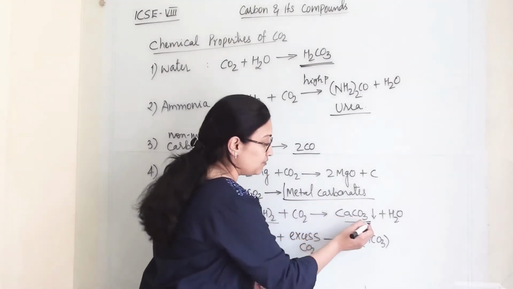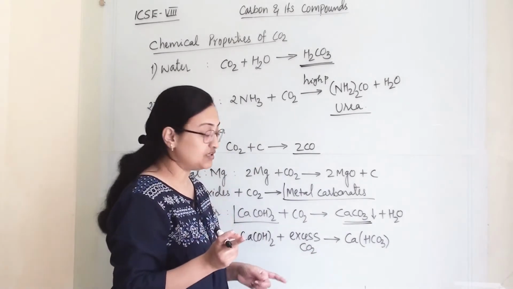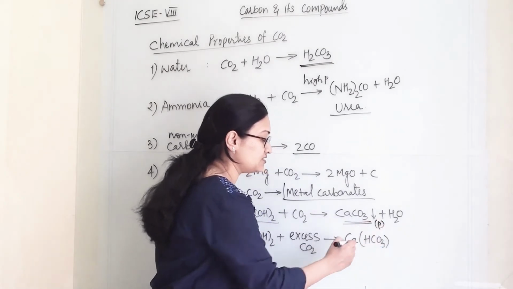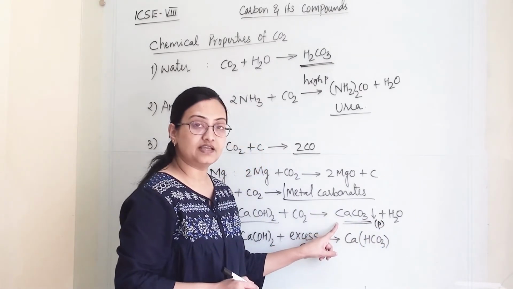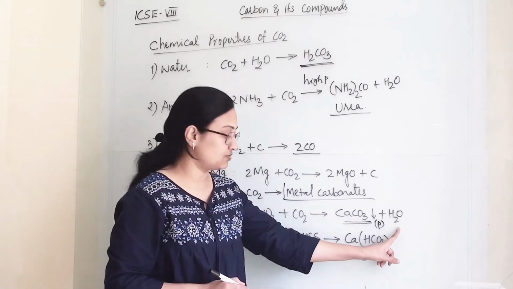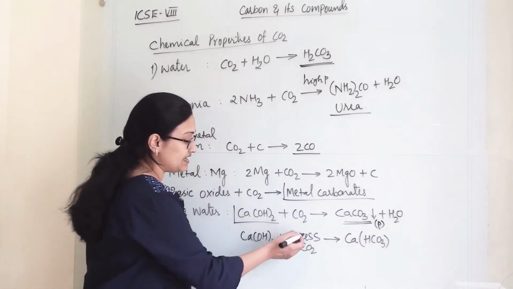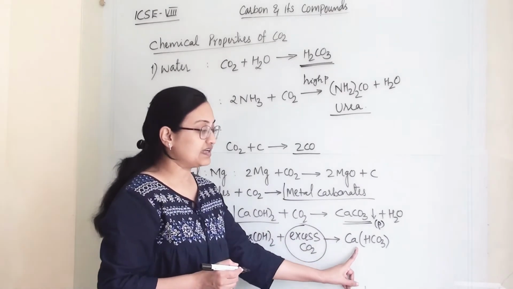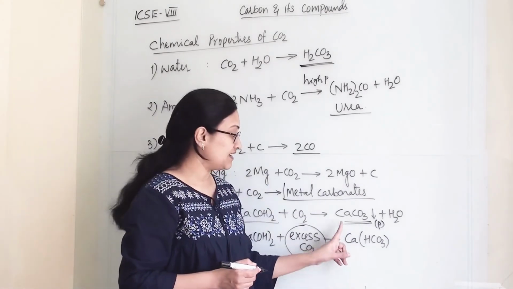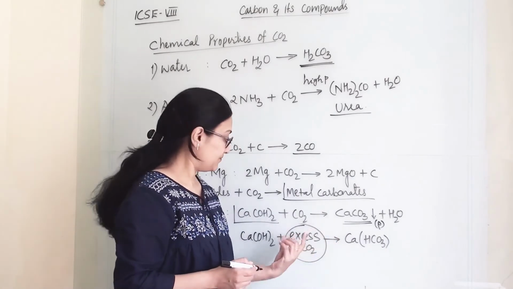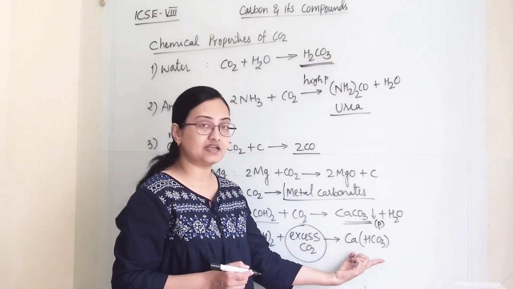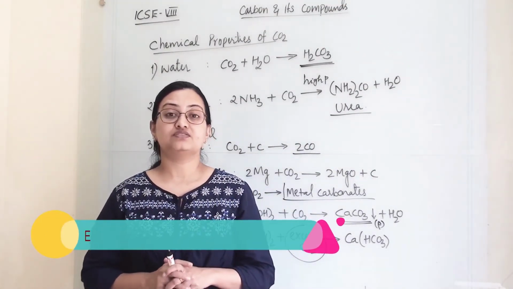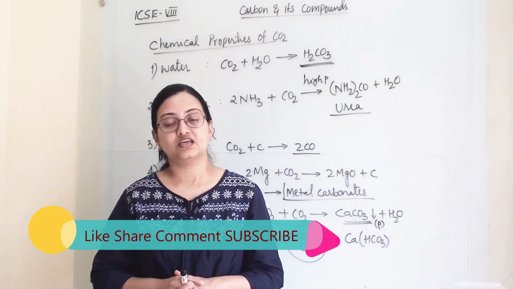And why does the lime water turn milky? Because of the formation of calcium carbonate, and this is a precipitation reaction. So as a solid compound we get calcium carbonate and a water molecule. When we add excess carbon dioxide to lime water, then we get calcium bicarbonate. Otherwise we get calcium carbonate. With excess carbon dioxide we get calcium bicarbonate. So these were the properties of carbon dioxide. We have seen the physical and chemical properties.